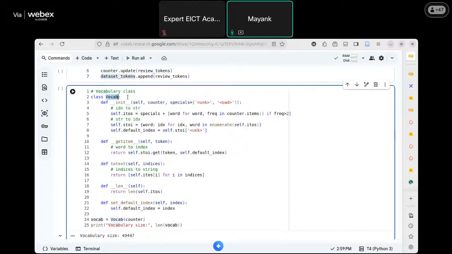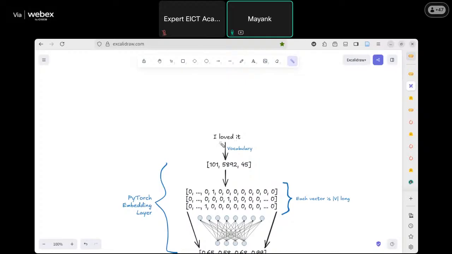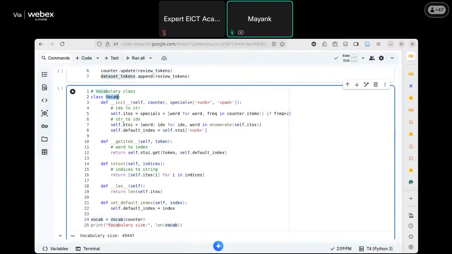Then we build a vocabulary class. This class is exactly the same. हमने word to index एक ये build किया था, which given a word we were generating its indices, right? Given this word I loved it, we had converted it to these three indices. I is appearing on 101 position, loved is appearing at 5892 position, it is appearing at 45 position. क्यों किया था ये? क्योंकि PyTorch की embedding layer ये फॉर्मेट में इनपुट एक्सपेक्ट करती है. ओके, so which is why, यहाँ पे भी similarly we do two things.